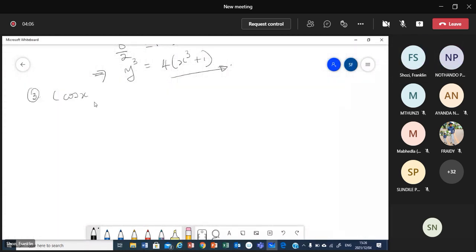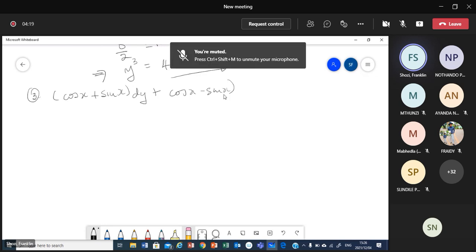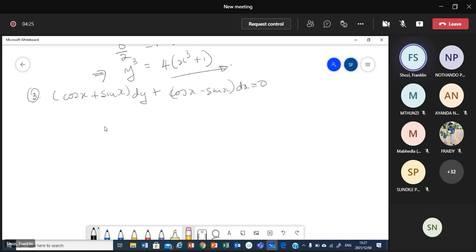cos x plus sin x dy plus cos x minus sin x dx is equal to 0. We separate variables. All terms with x on dx. You can see that this term here, the whole of that is dy, so we don't need it here. So you can divide by the whole lot.